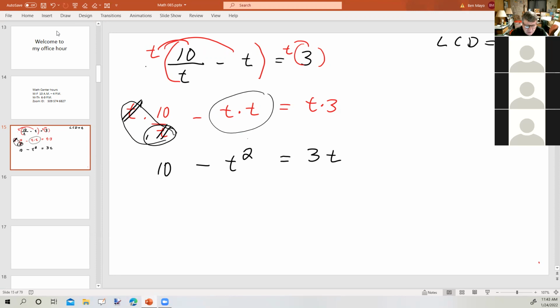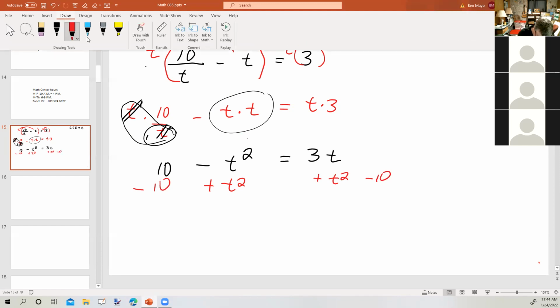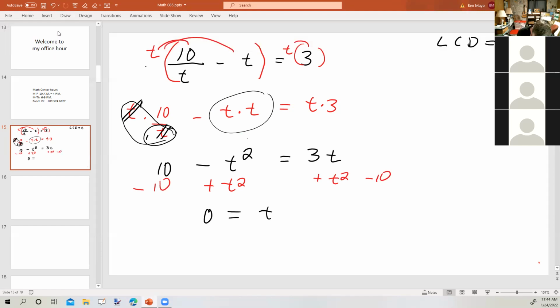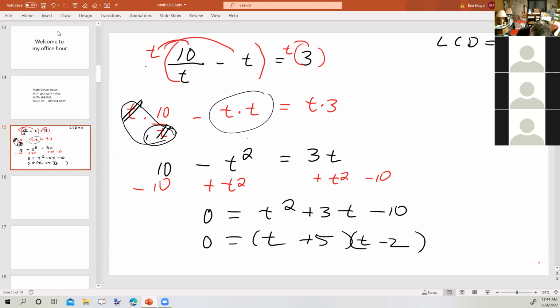So now I have a second degree equation. So let's go back to chapter 6 and solve a second degree equation by factoring. Well, my leading term would be negative t squared, but I don't want it to be negative. So I'm going to shove everything over to the other side of the equation. I'm going to add t squared to both sides and subtract 10 from both sides. So now I have 0 equals t squared plus 3t minus 10. Now I'm going to come back and factor. So I get a t and a t and, how about a plus 5 and a minus 2? That would give me plus 3t and minus 10.